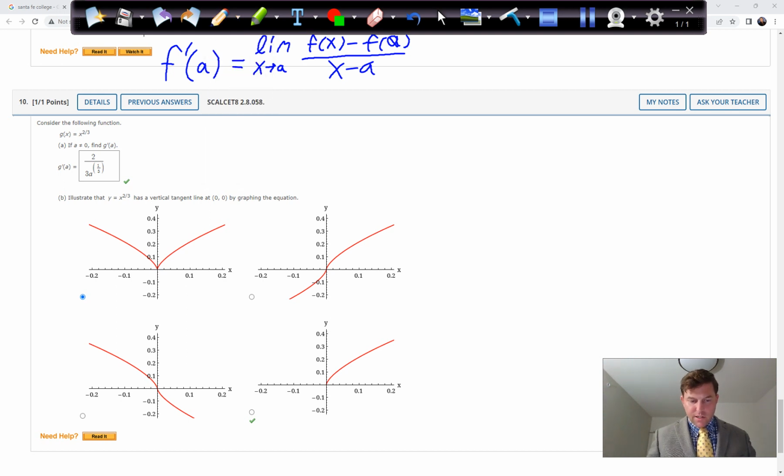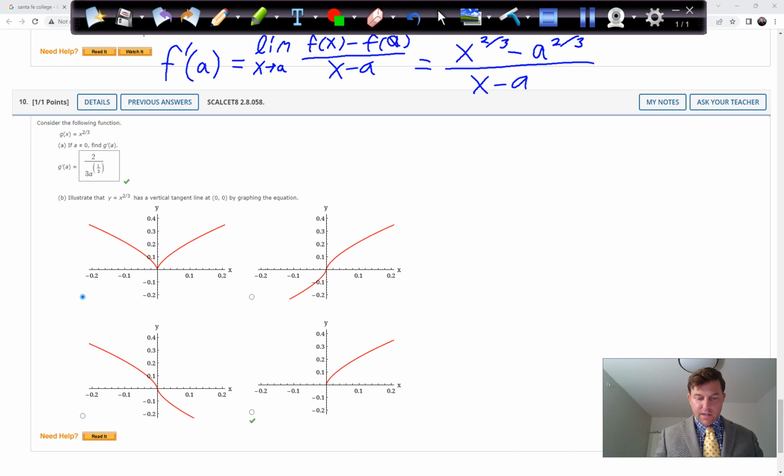So, the only thing is here we have g instead of f, but it's not a huge deal. So we're going to have g of x, which is x to the 2/3, minus f of a, which would be a to the 2/3, all over x minus a. And the top is actually the difference of perfect squares. I'm not writing the limit here; I'll write it in at the end. So we can write this as x to the 1/3 minus a to the 1/3 times x to the 1/3 plus a to the 1/3.